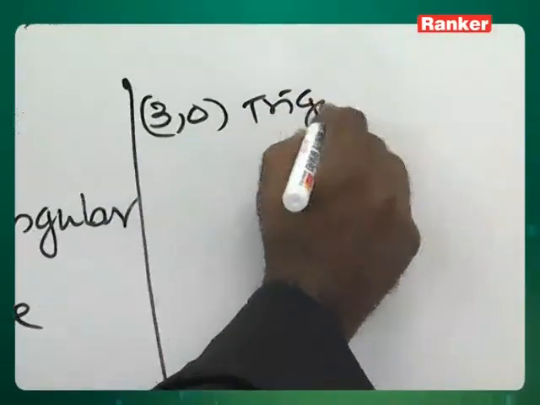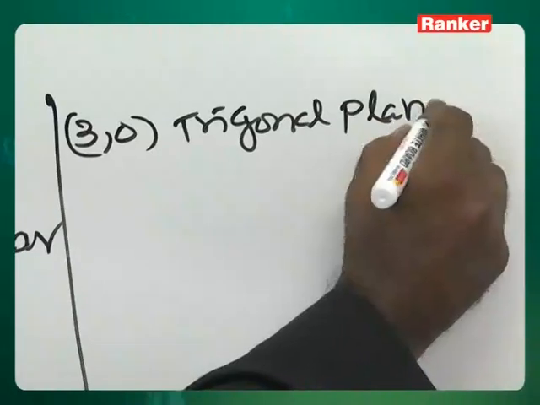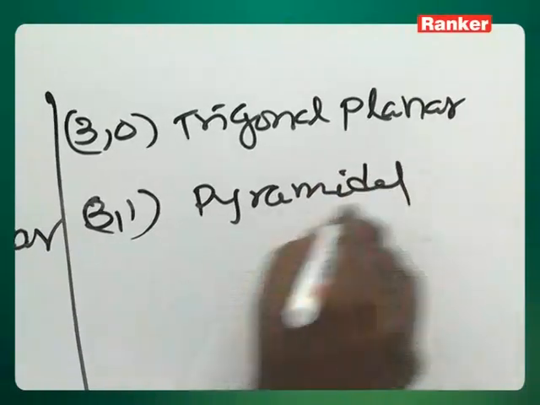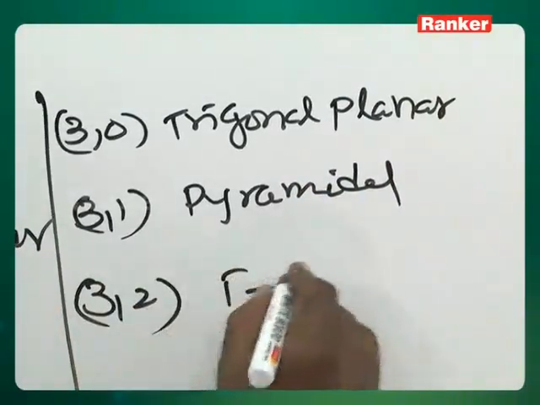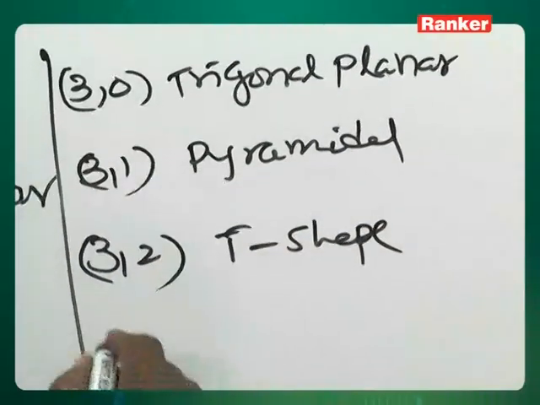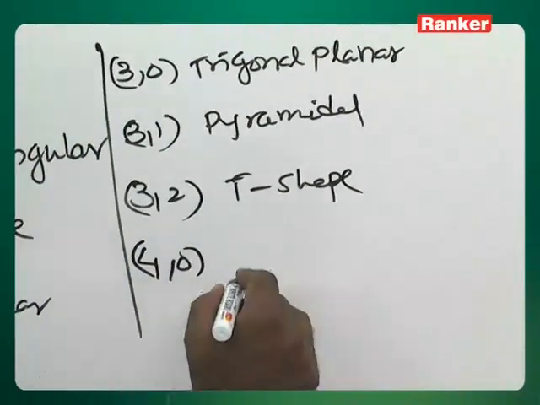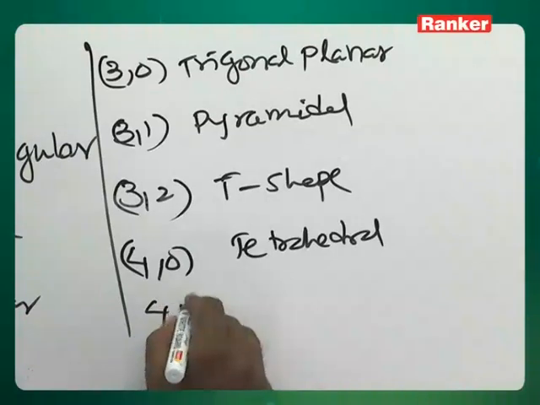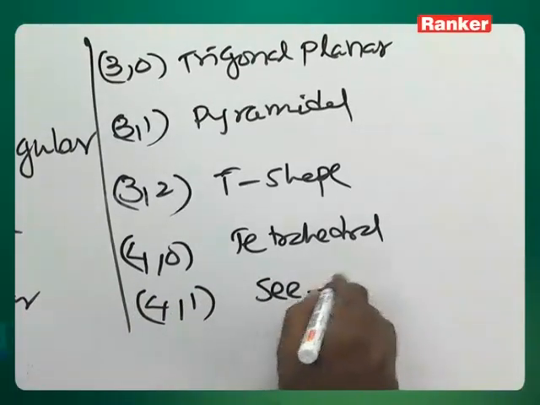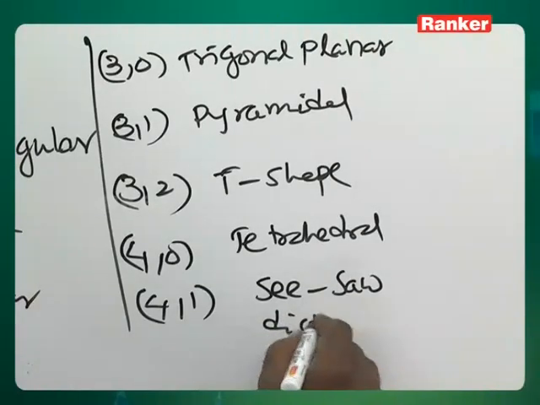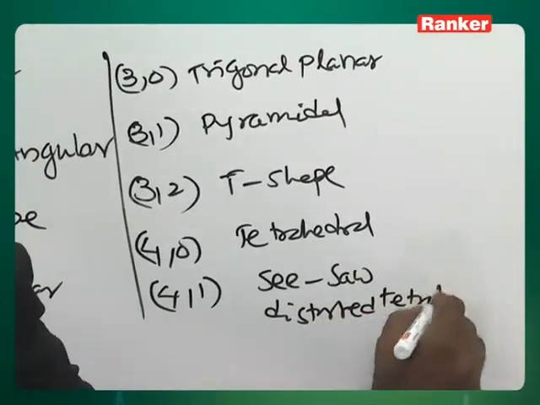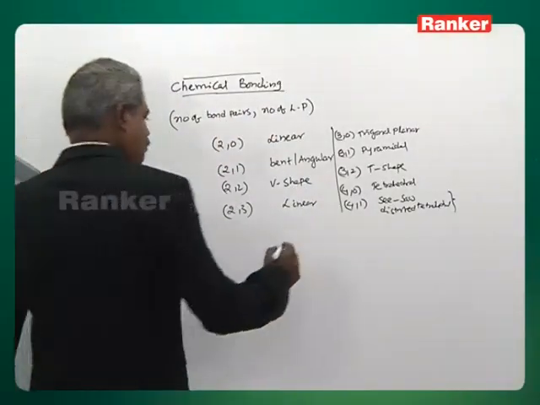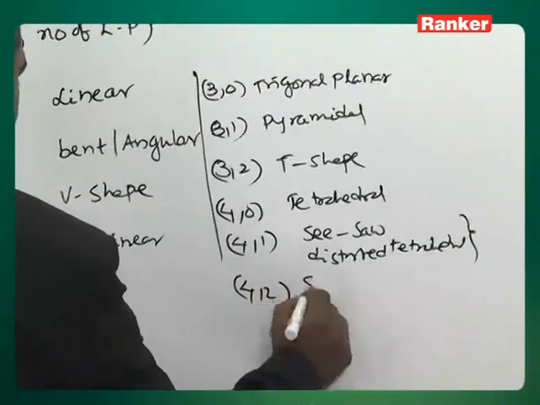Trigonal planar. 3, 1. Pyramidal. 3, 2 is a T shape. 4, 0 is tetrahedral. 4, 1, seesaw or distorted tetrahedral. 4, 2 square planar.